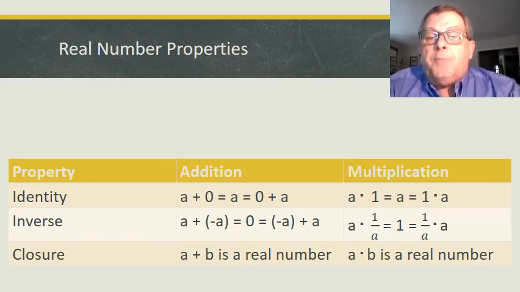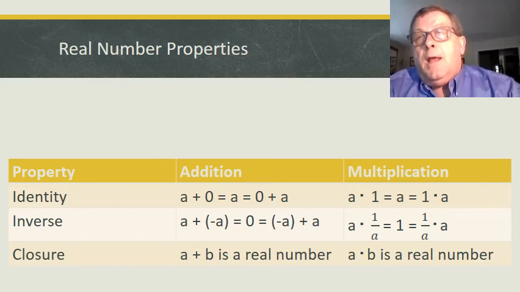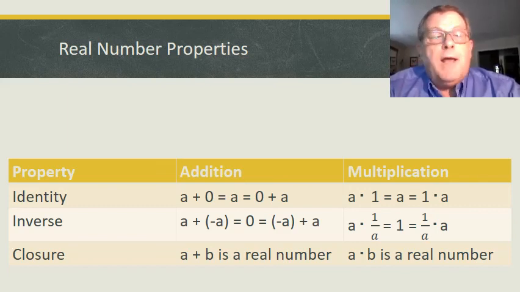Now the multiplicative identity property is a little bit different in that any number multiplied by 1 is also going to equal itself. A times 1 equals A, and 1 times A equals A. So 3 times 1 equals 3, and 1 times 3 equals 3. That is the multiplicative identity property.